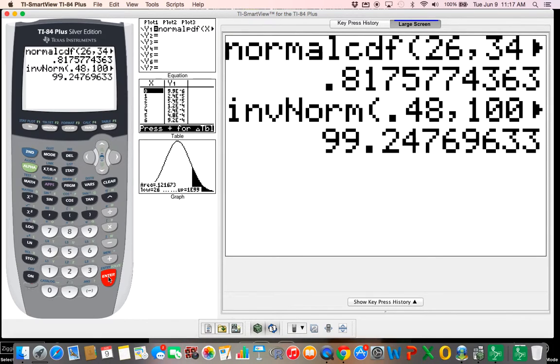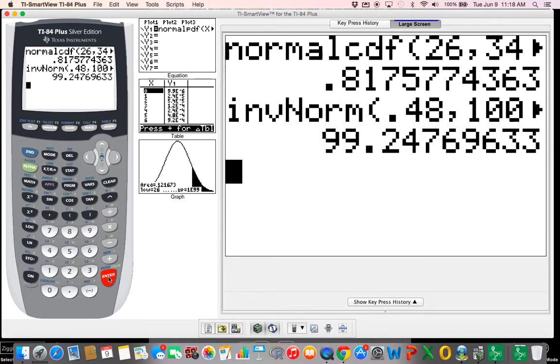So gang, the IQ that is at the 48th percentile is a 99. Or if you could round up and call it, say, 100. So 99 technically has less than 48% below it. So I would round it to 99 for that.